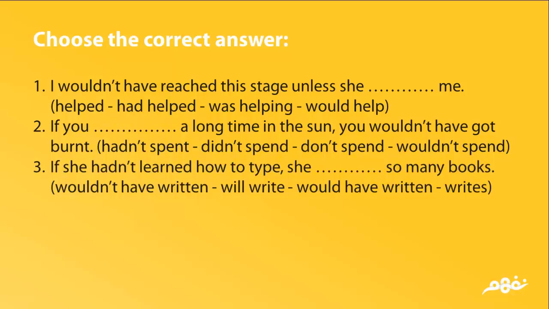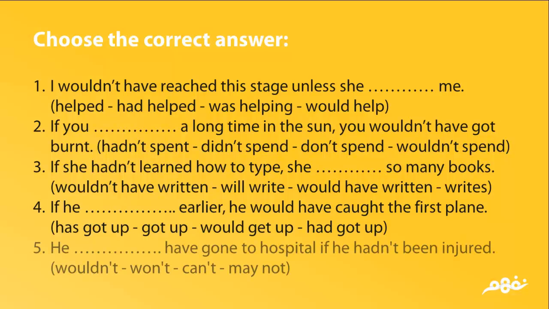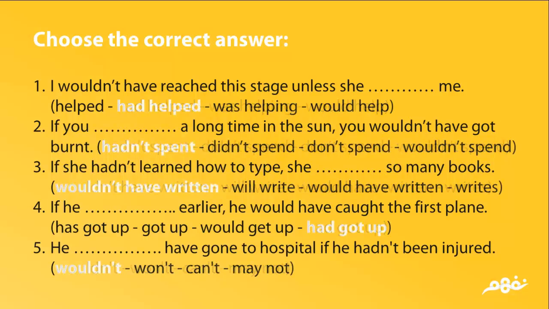If she hadn't learned how to type, she wouldn't have written, will write, would have written, or write so many books. If he has got up, would get up, or had got up earlier, he would have caught the first plane. He wouldn't, won't, can't, or may not have gone to hospital if he hadn't been injured. Now, check your answers.